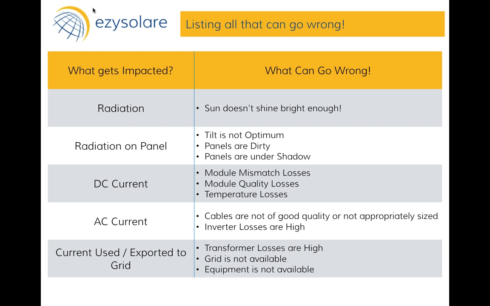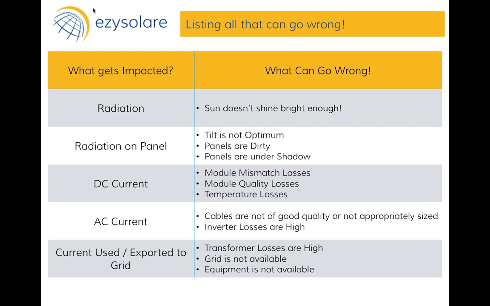Now, what can potentially go wrong in all of these factors? Starting from the radiation to begin with, the most obvious problem is that the sun doesn't shine at all, or it doesn't shine bright enough. That's something that you cannot do anything about. But this is one thing that can go wrong, by which your performance gets impacted.